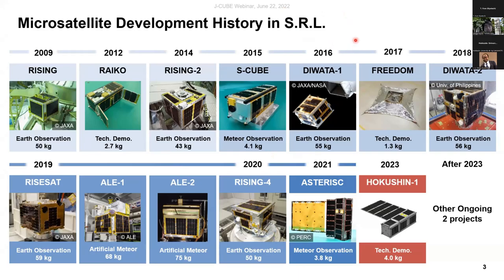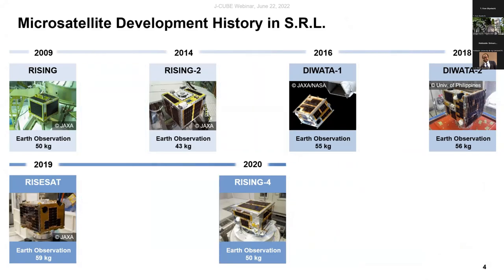Yes. Okay, thank you. Before going to the main topic, let me introduce our history. These are the satellites developed in our laboratory. Since 2009, we have launched 12 satellites, so we can say we are launching one satellite per year on average. Also, we have three ongoing satellite projects. As you can see, half of these are designed to observe Earth. We have three of them, and all of these are 50 kilogram class.